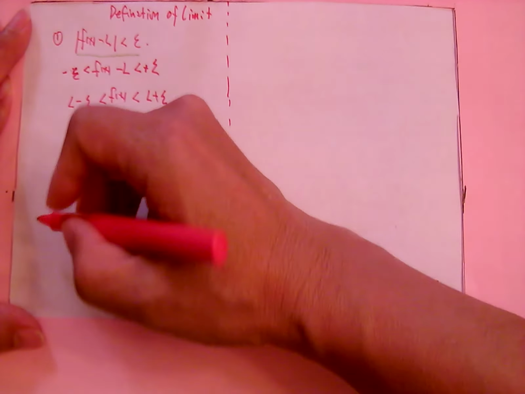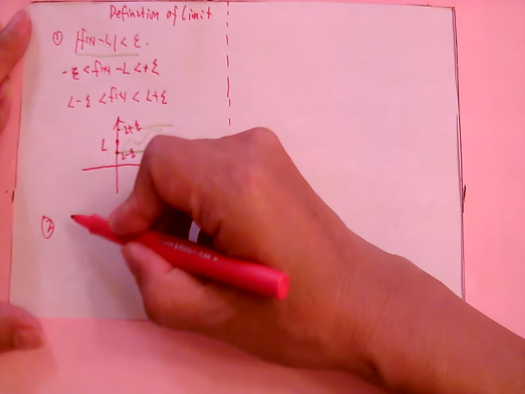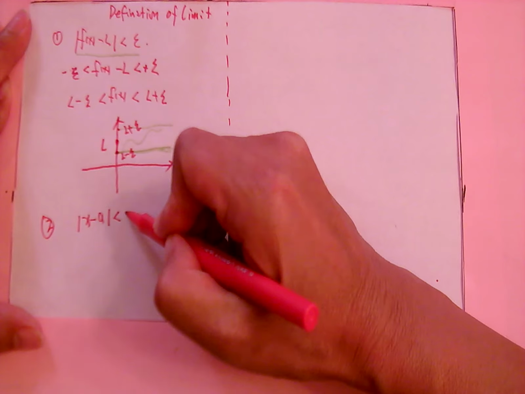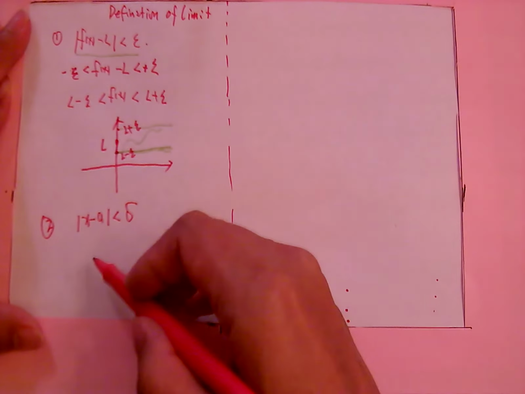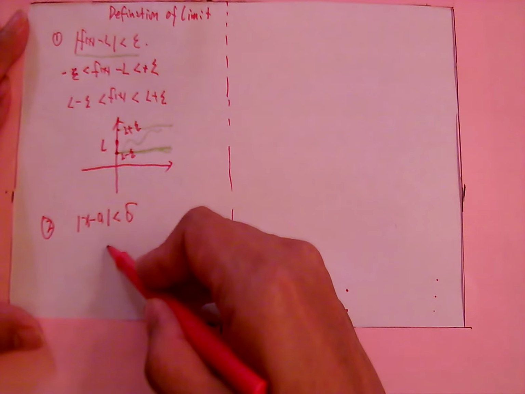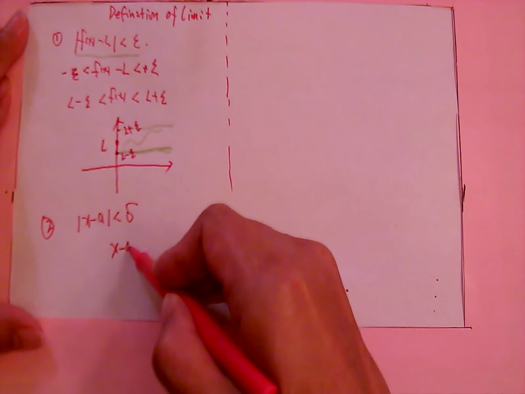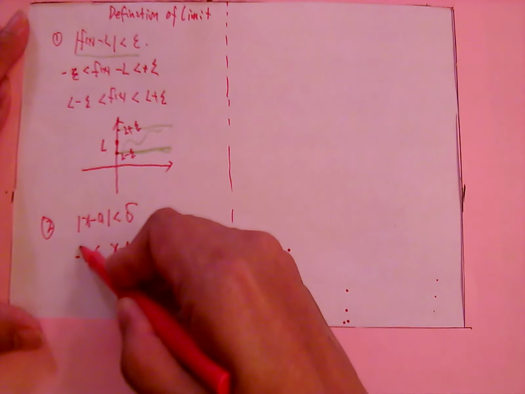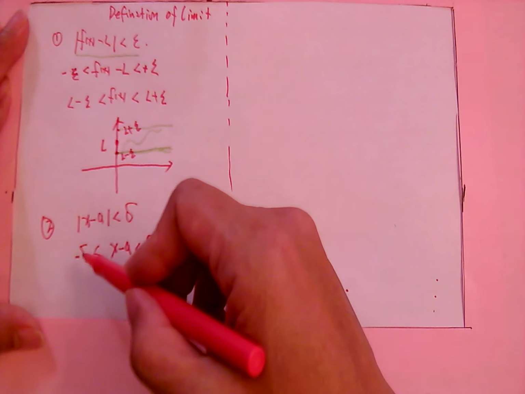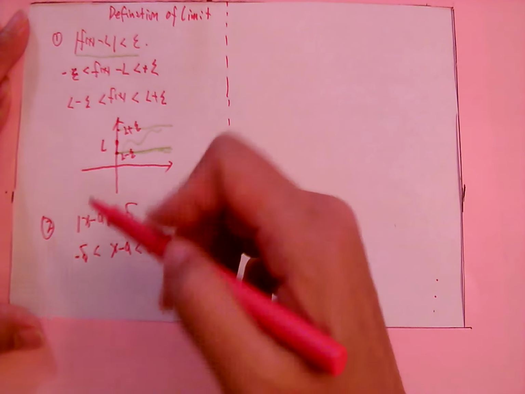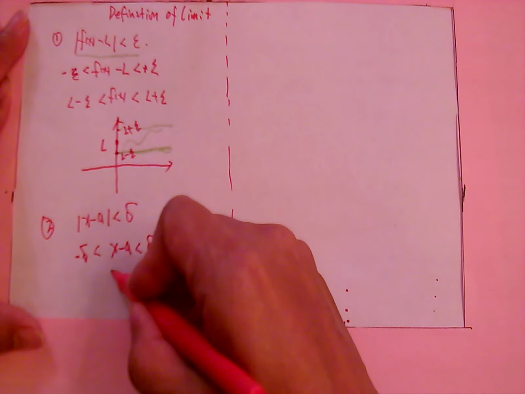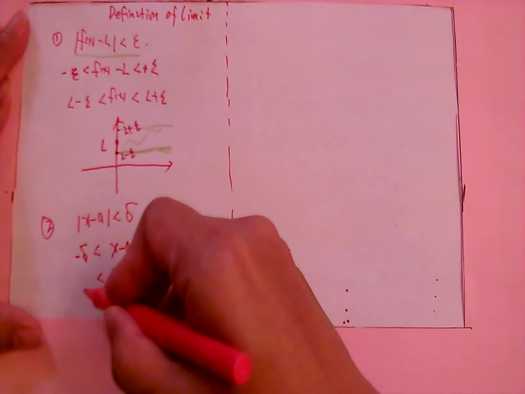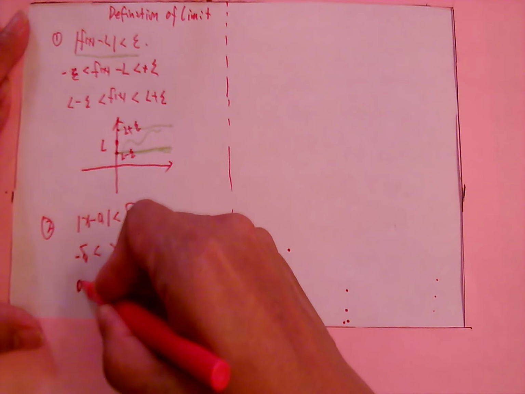Let's get to the second inequality, |x - a| < delta. We change this absolute value inequality to a double inequality: -delta < x - a < delta. So adding a to both sides, we should have a - delta < x < a + delta.